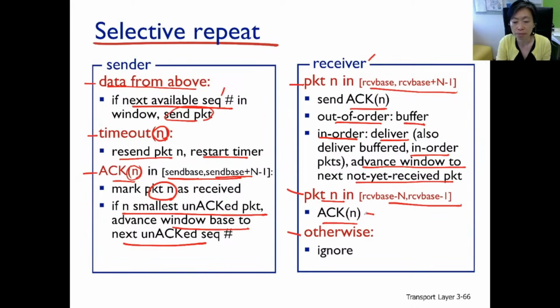Third transition, otherwise, or the default, I'll just ignore. So the receiver pretty much does nothing in case the packet is not within the receiving window or the previous receiving window. Those that are outside, just ignore them, because chances are high that they're coming from hackers or previous connections, and the packet somehow got stuck in the network for too long, and it's going to be useless anyway.